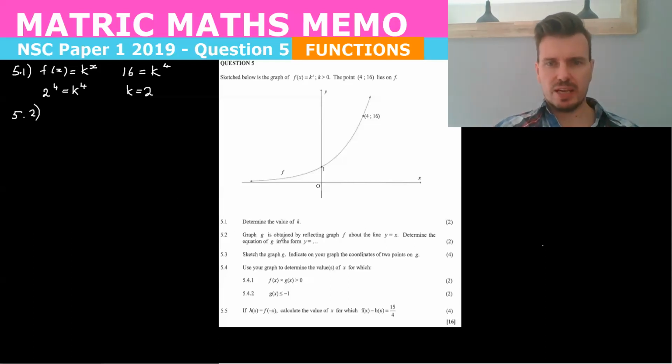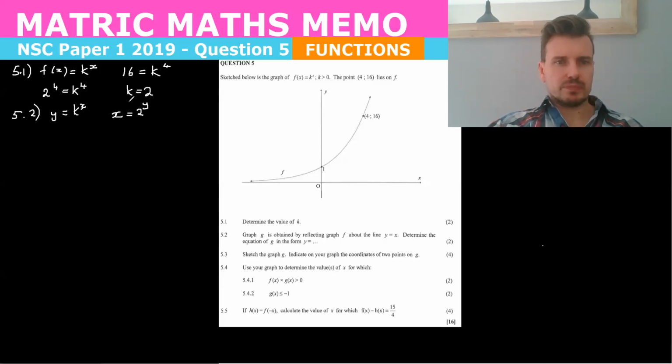5.2 says graph G is obtained by reflecting f about the line y equals x. Determine the equation of G in the form y equals. When you reflect about the line y equals x, basically y is now x and x is now y. So I'm going to write y equals k to the x instead of f of x, and then swap: where I see a y, I write an x, and when I see an x, I write y. We found from the first part that k was equal to 2. Now they want it in the form y equals, so I need to swap.